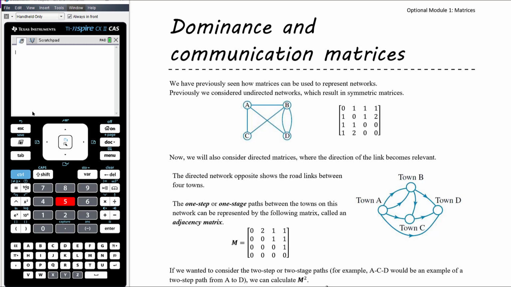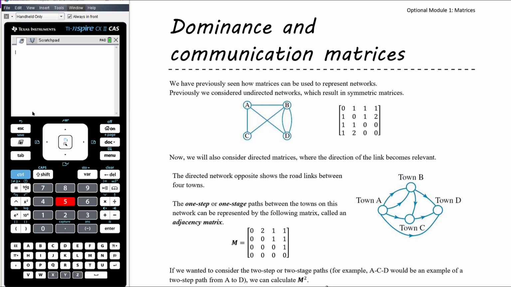So what we want to look at in this video is 2 further kinds of matrices, dominance and communication matrices. They're sort of similar in that they're about connections between people or places or towns or whatever the situation might be about. So we've previously seen how matrices can be used to represent networks.